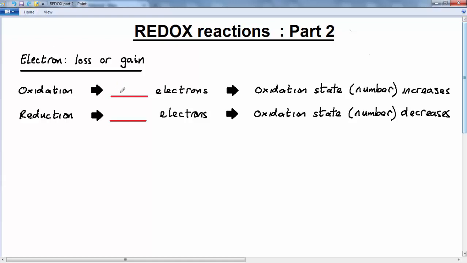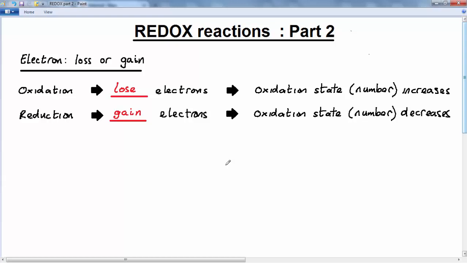transfer. So we can say when oxidation takes place that electrons are lost. Okay, so we'll put lose electrons, while when reduction takes place electrons are gained. So in reduction we gain electrons. So when oxidation takes place then the oxidation state or oxidation number increases, while when reduction takes place then the oxidation state or number decreases.